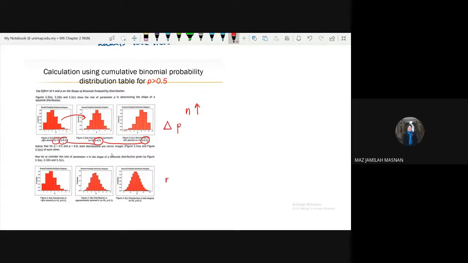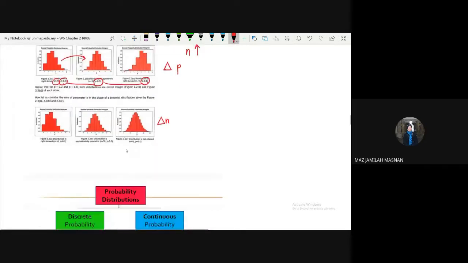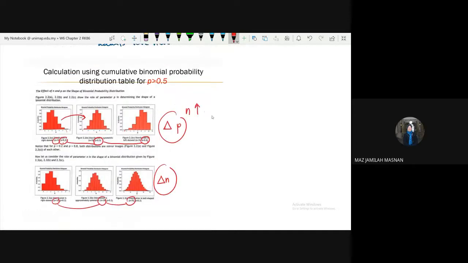This one is the change in p. This one is the change in n. If you change the number of trials to 30, what happened? It becomes almost symmetric. If your n is large enough, it becomes symmetric. So that is the effect of changes in n and changes in p. That's it. Finished with binomial.